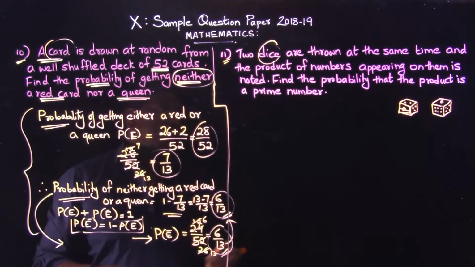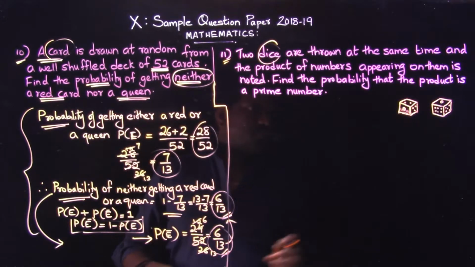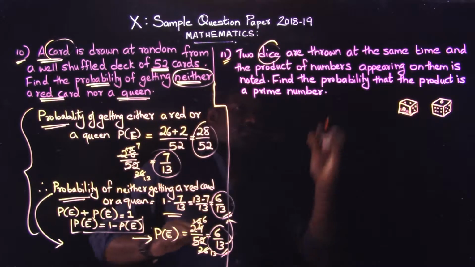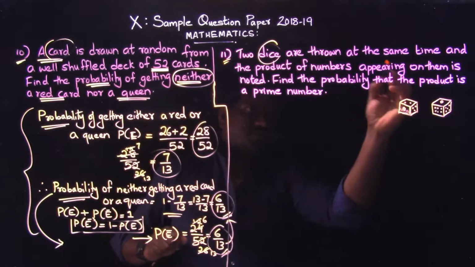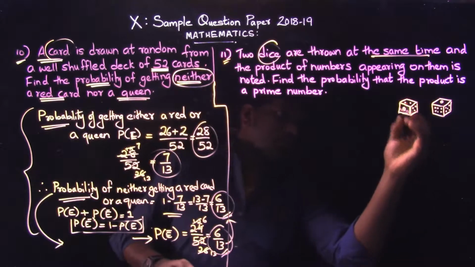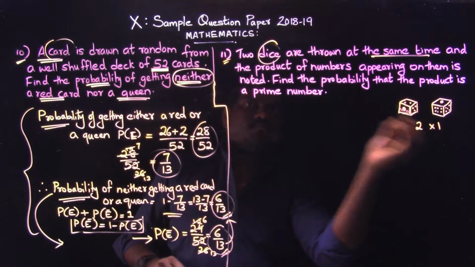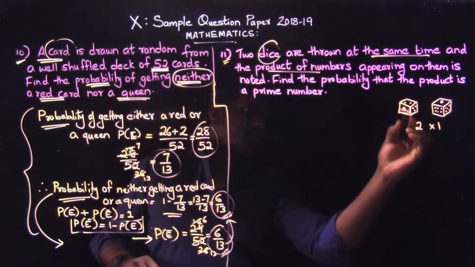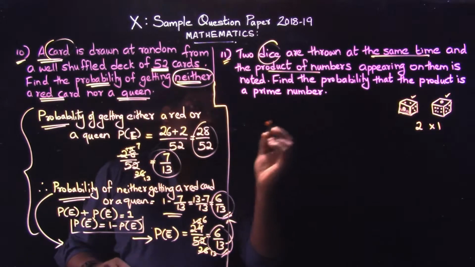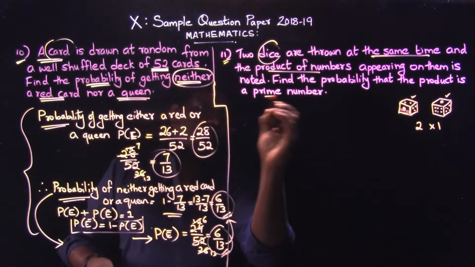That way you have two dice and you are rolling them. You are rolling that one. You are rolling that die. And what is being asked here is that they are thrown at the same time, and the product of the numbers that appear on them is noted. Like maybe 2 appeared here and 1 over here. If you multiply these two numbers, 2 and 1, the product is noted. What is the probability that the product is a prime number?